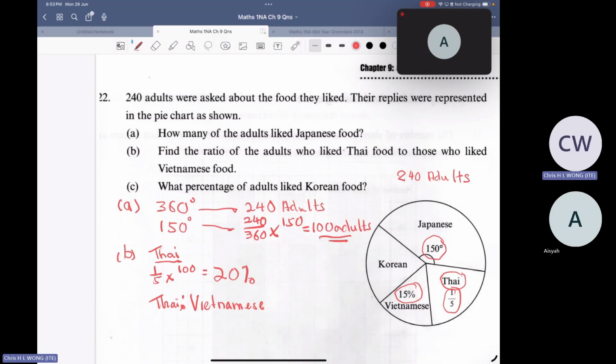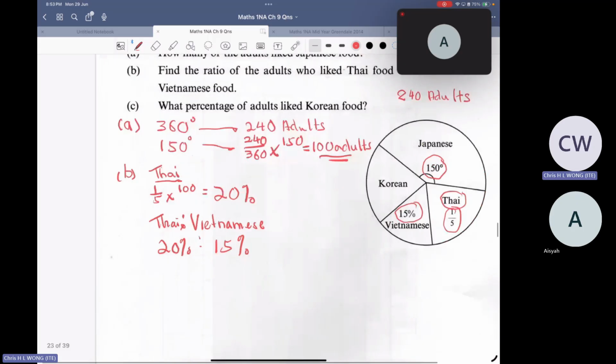How many people like Thai? 20%, yes. How many people like Vietnamese? 15%. You reduce to the lowest terms. 4 times 5, 20. 3 times 5, 15. 4 is to 3. Answer?